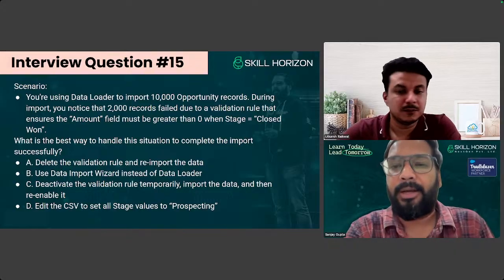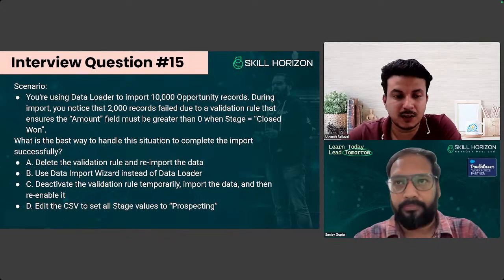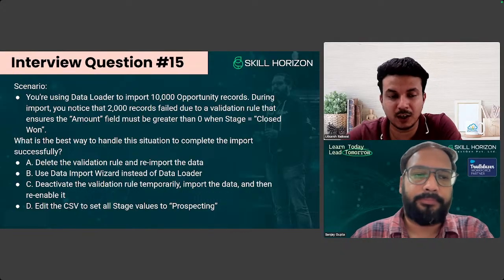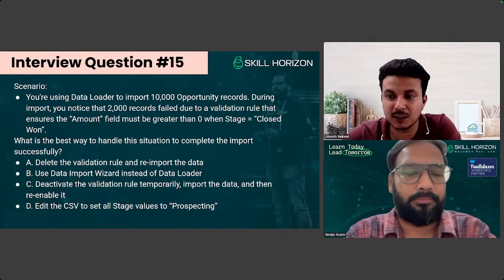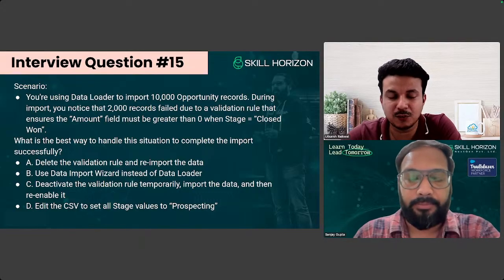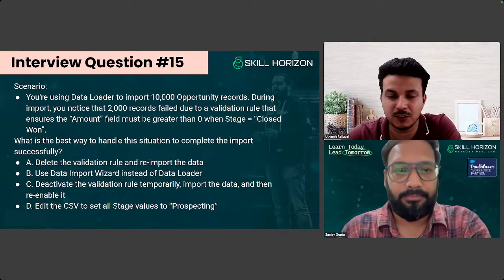Okay, we are receiving answer as C. So what do you suggest, Utkarsh, for this? C option is correct because if we go for the A option, it will raise future risk, like if we delete that validation rule. And for the B option, it won't make any difference. Again, the 2000 records will appear again.